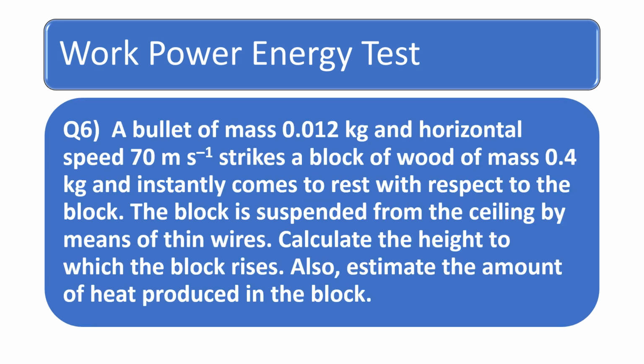And sixth question is: a bullet of mass this many grams, with horizontal speed this, strikes a block of wood and instantly comes to rest with respect to the block. The block is suspended from the ceiling by wires. Calculate the height to which the block rises. Also estimate the heat energy produced in the block.